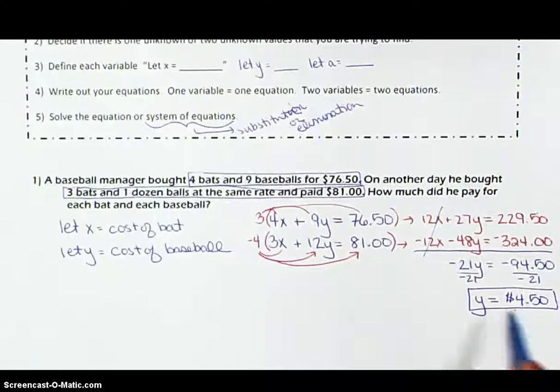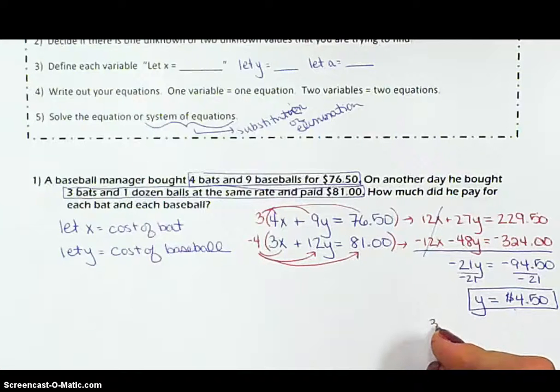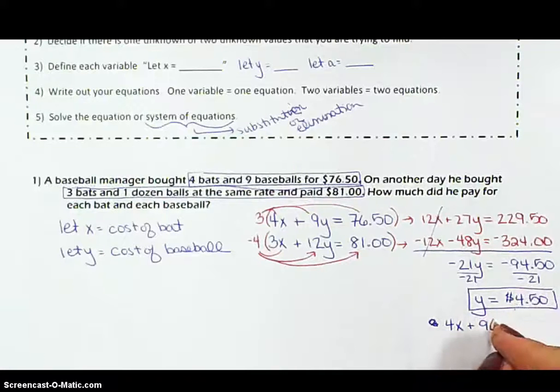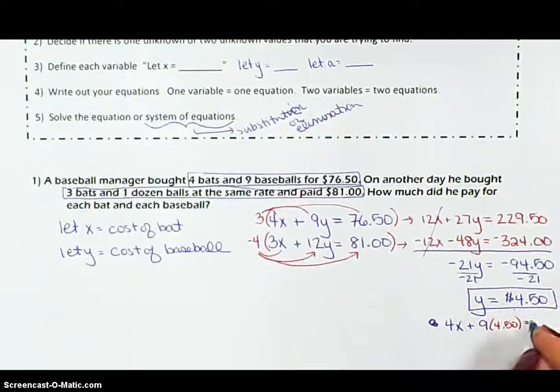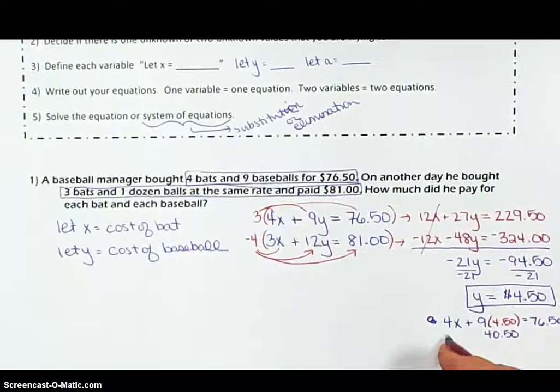Now that we have y, we still have to find x. So I'm going to take my y and I'm going to substitute it in. I'm going to use the first equation. So that's 4x plus 9, and now I'm going to substitute in the cost that I just found for y, equals $76.50. Now if I multiply those together, we get $40.50, and everything else remains the same. Okay, I subtract $40.50.